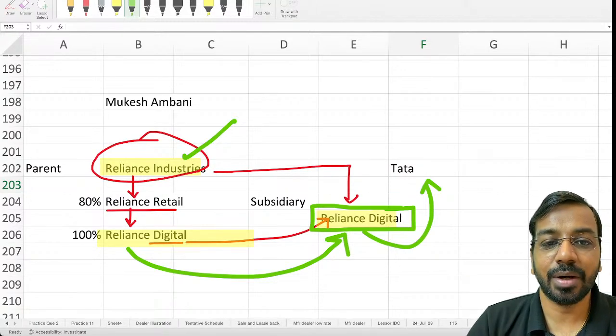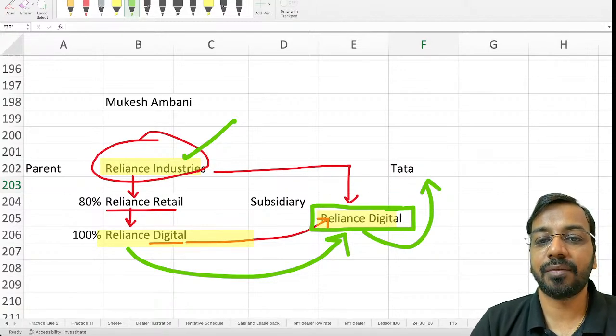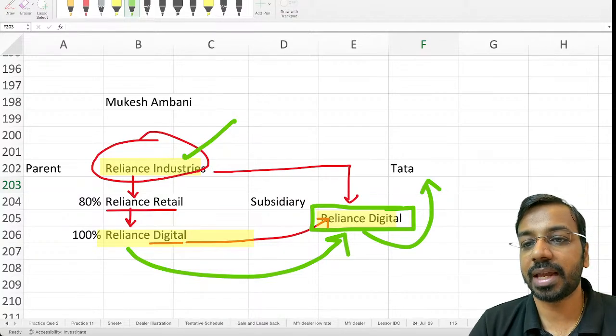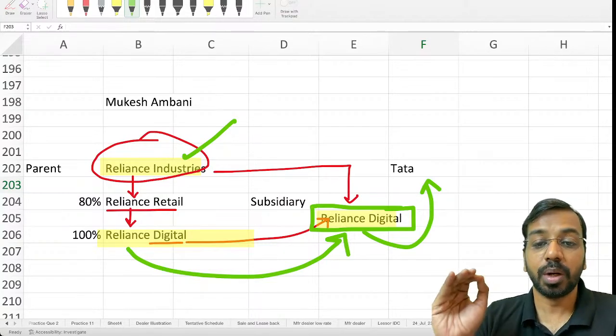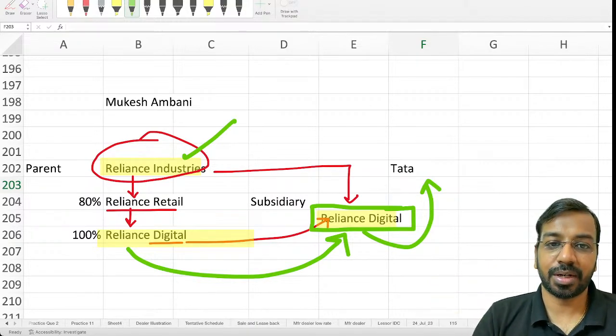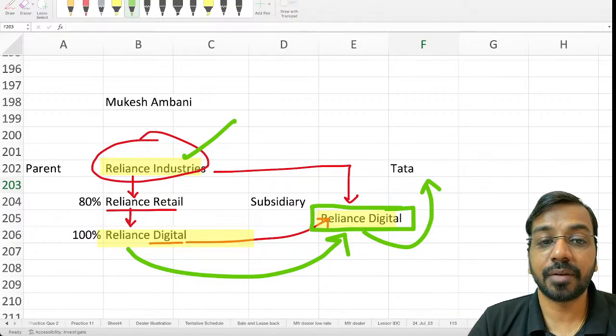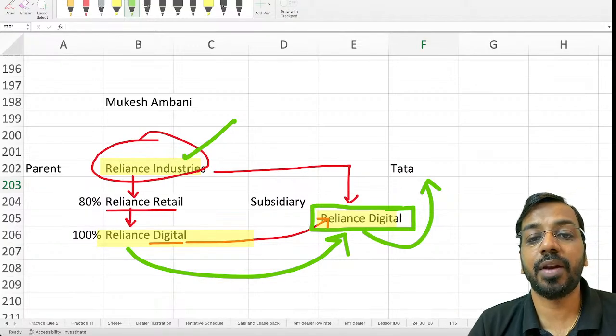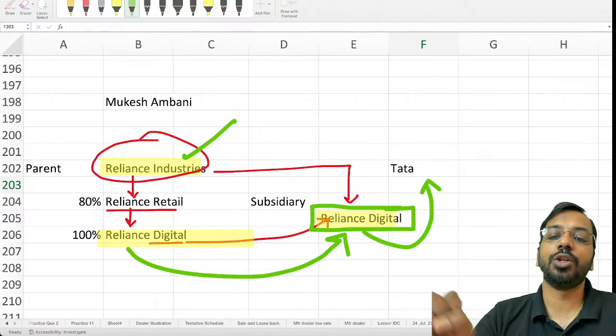The assets and liabilities of the combining entities are reflected at their respective carrying amounts only. So, you will consider the carrying amounts and you will recognize the assets and liabilities. Then, you will not make any adjustments to reflect fair value changes or recognize any new assets or liabilities.